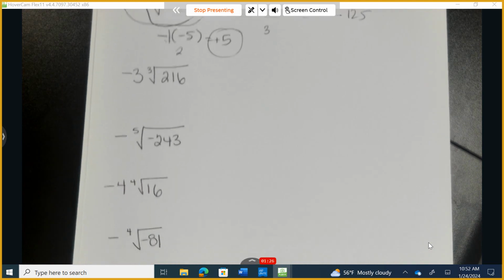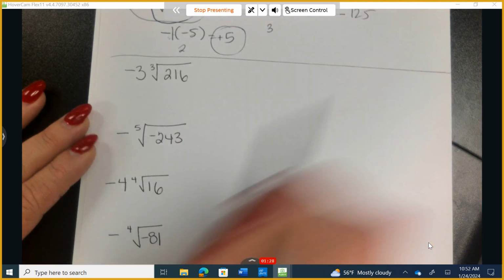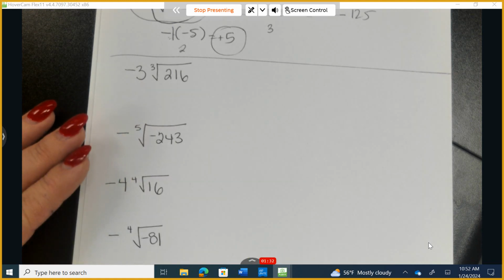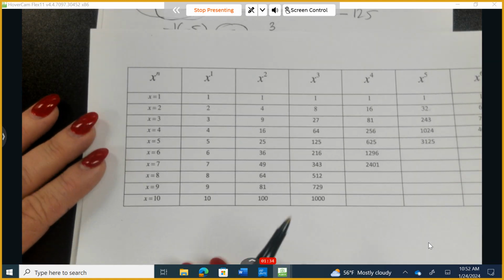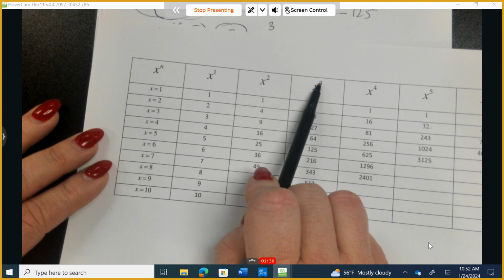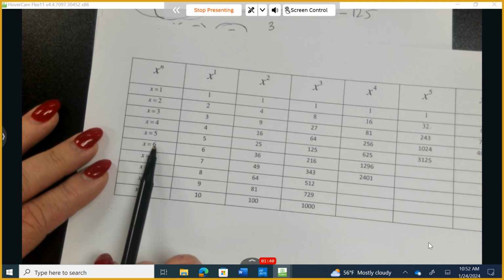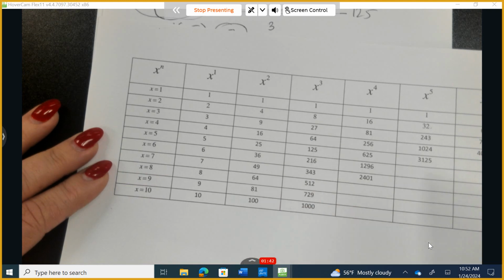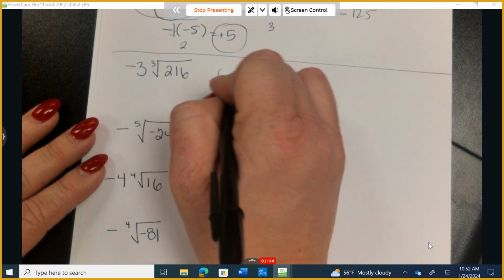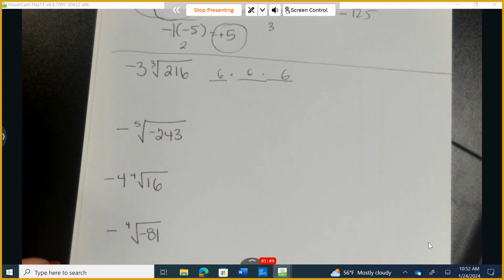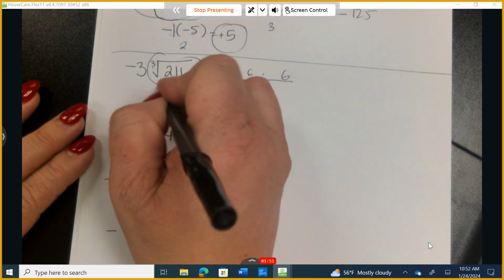Let's look right now at example number 2. So I'm going to go into column 3, and I'm going to identify where 216 is. Does it exist in this column? So in column 3, 216 is right here. That means 6 times 6 times 6, 3 times, is 216. So this portion is 6.